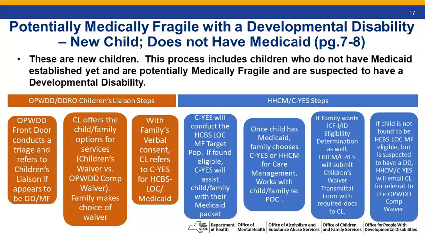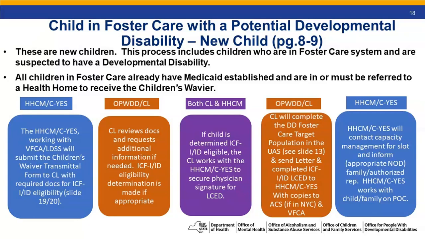All right, so the last scenario, and this is the 5th table in the manual. It starts on pages 8 and 9. This scenario is a child in foster care with a potential developmental disability. So it's a new child. This process includes children who are in the foster care system and are suspected to have a developmental disability. We wanted to note that all children in foster care already have Medicaid established and are in or must be referred to a health home to receive services within the children's waiver.